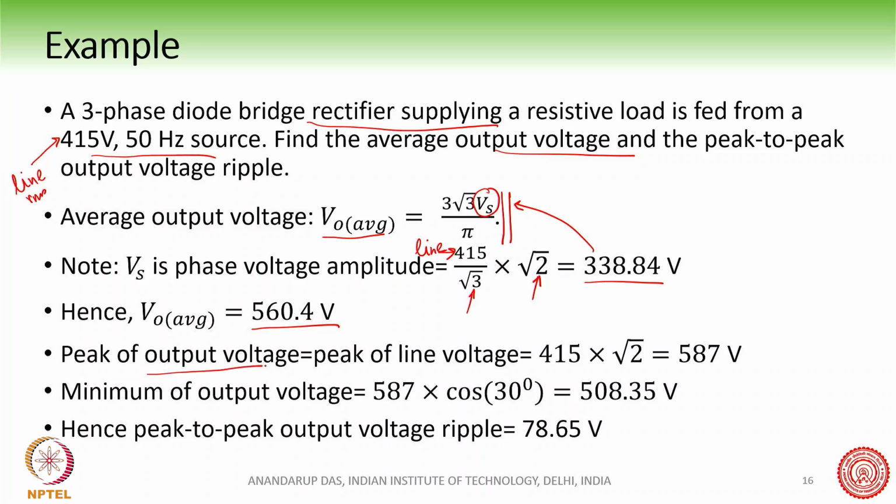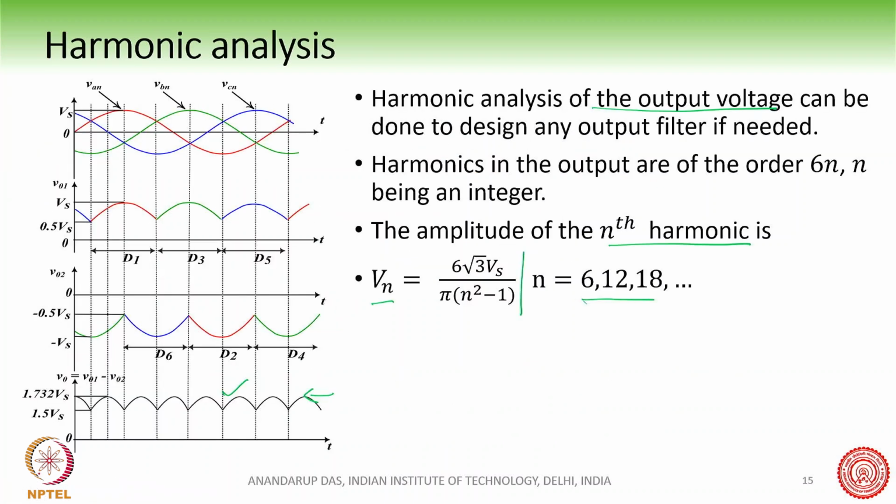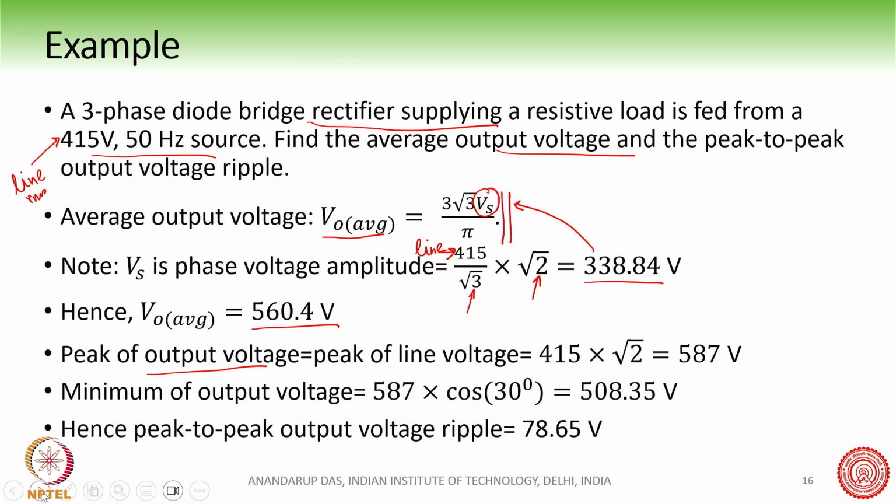What is the peak of this output voltage? As you can recall from this, this is the peak of the output voltage. The peak of the output voltage is nothing but the peak of the line voltage, and therefore this is 415 into √2, which is equal to 587 volt.